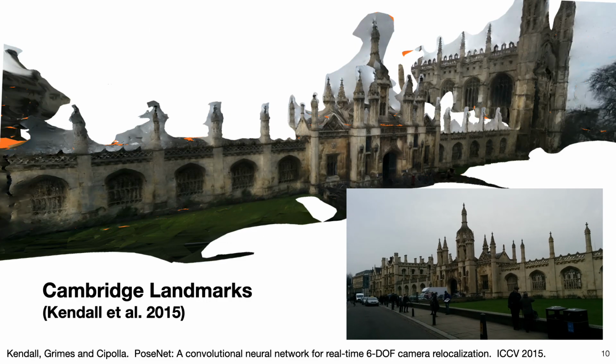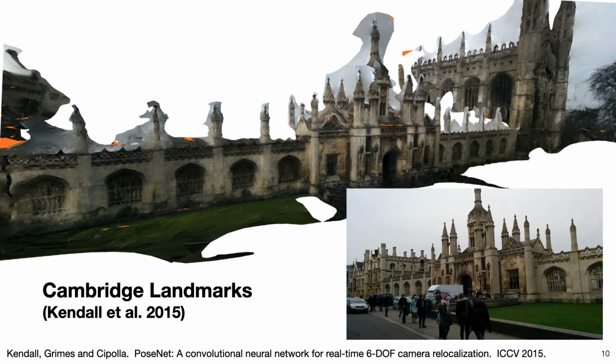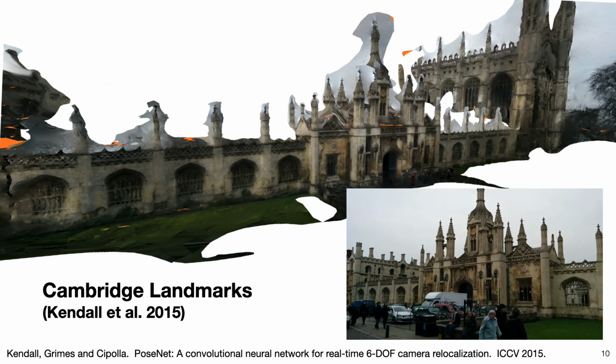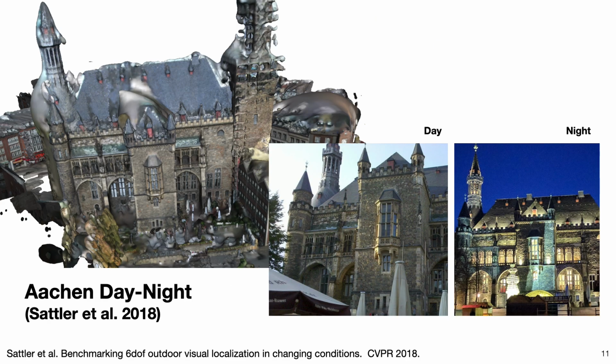For our real data tests, we use two benchmark datasets. The first is the Cambridge Landmarks dataset, which contains smartphone images of several outdoor scenes. The second is the Aachen day-night dataset, which includes smartphone images taken both at daytime and night, and thus provides a greater challenge for image-based localization.